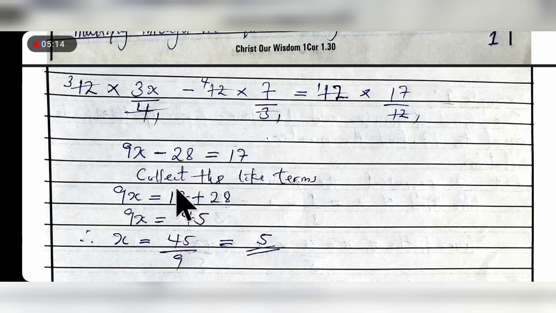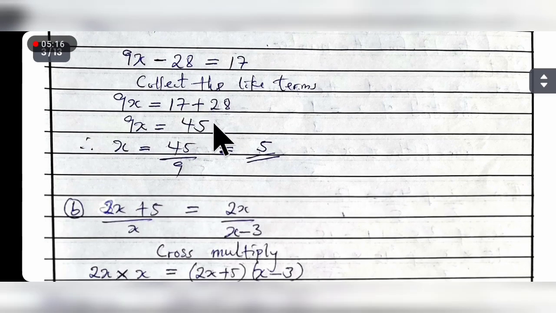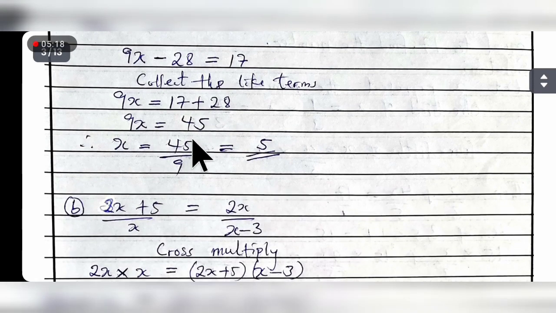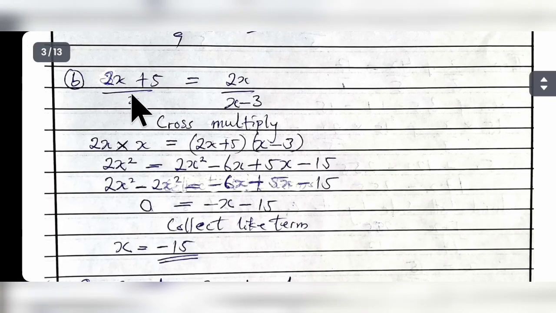Taking it to the right hand side, you change to plus 28. So 9x equals 17 plus 28, which is 45. Therefore, our x is going to be equal to, by the time you divide both sides by the coefficient of x, which is 9, x is 45 over 9, which is 5. The second example is this.